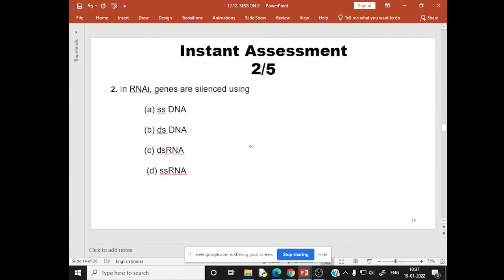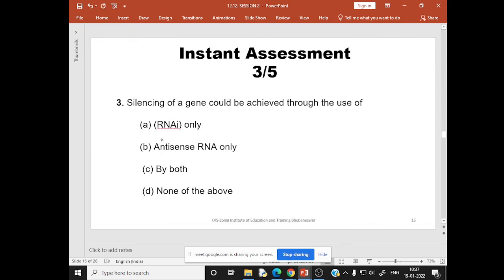RNA genes are silenced using double-stranded RNA. Silencing of a gene could be achieved through the use of RNA only, antisense RNA only, by both, or none of the above. So what should be the correct answer? C. From my view, C is the correct answer.